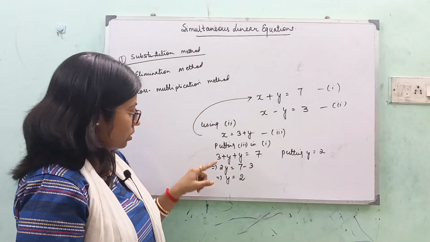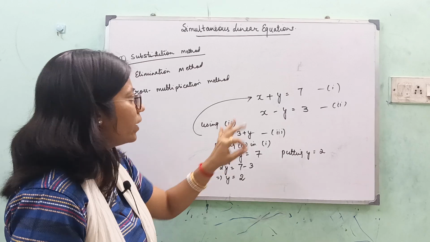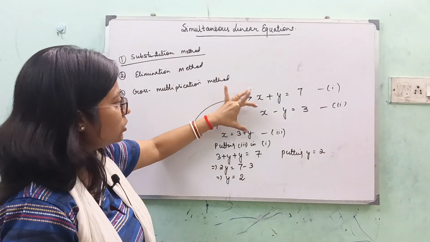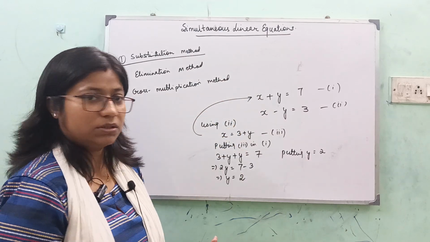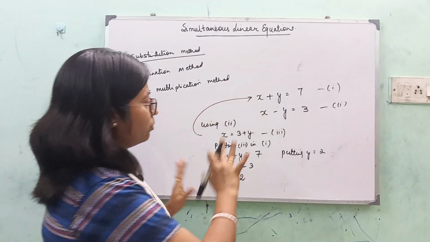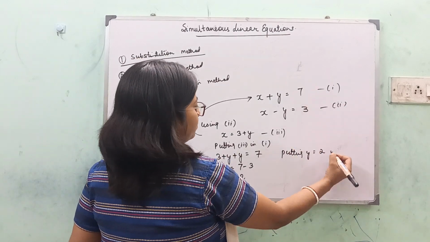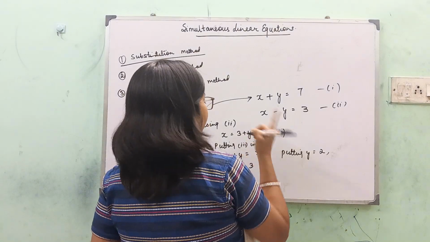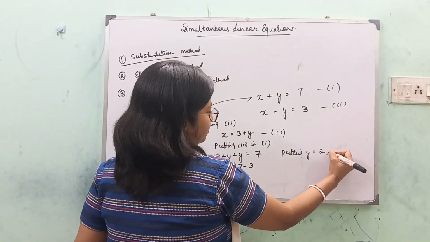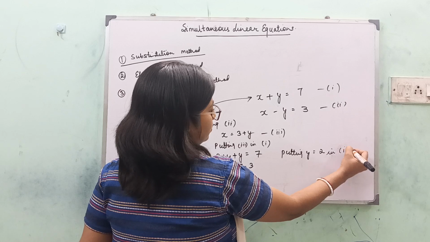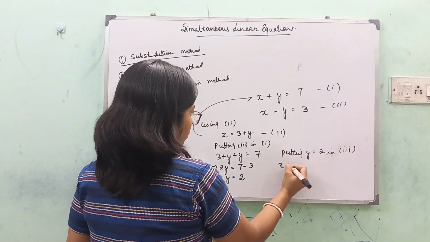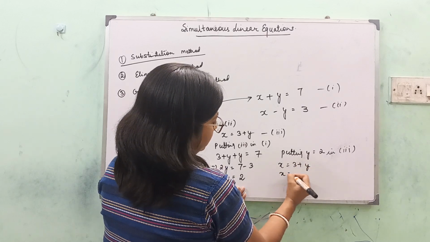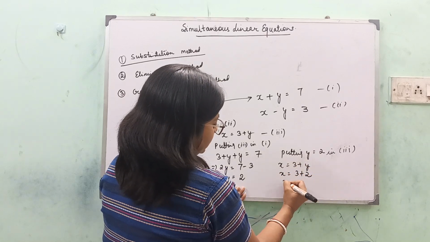So once you get the value of y, you can put it in 1, in 2, or in 3. See, 2 and 3 are from the same equation, so in any one of these you can put it. So putting y equal to 2, better to put it in this one because it's already ready-made for you, because we are finding x only. So putting in 3, x is equal to 3 plus y. So x is equal to 3 plus 2, that is x is equal to 5.